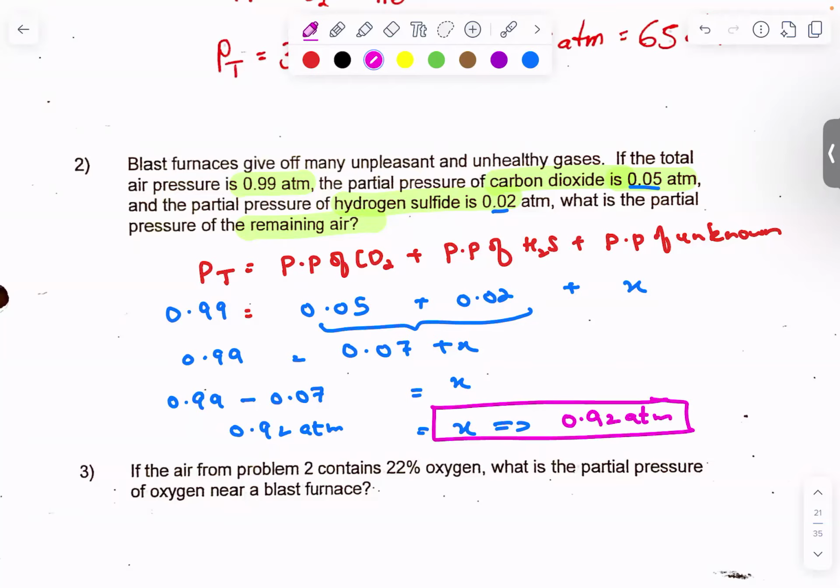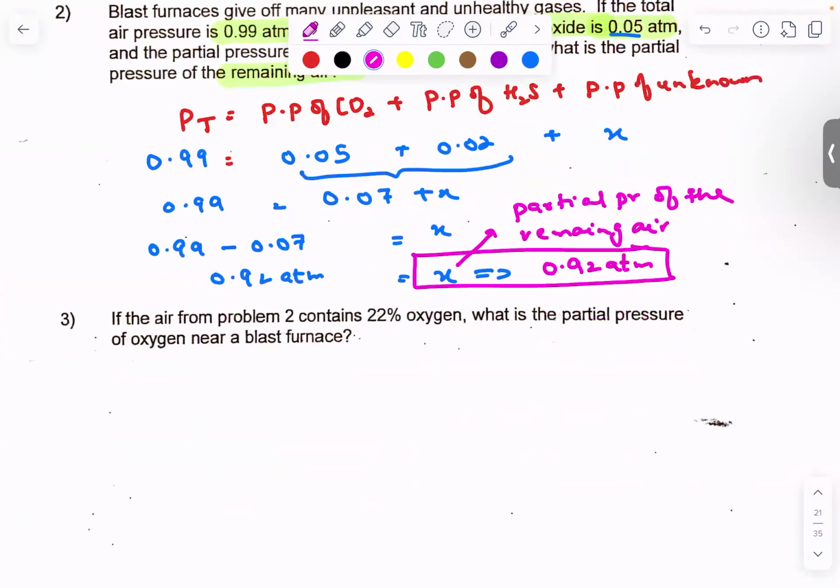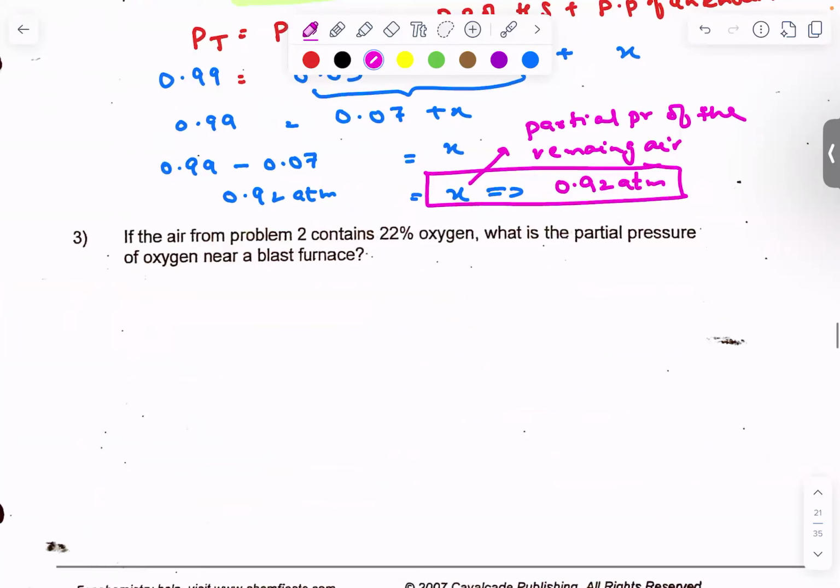Yes. You will write partial pressure of the remaining air, don't forget to write this. Partial pressure of the remaining air. Is it clear? Yes. Good. Now the next one. Do you want to give it a try?